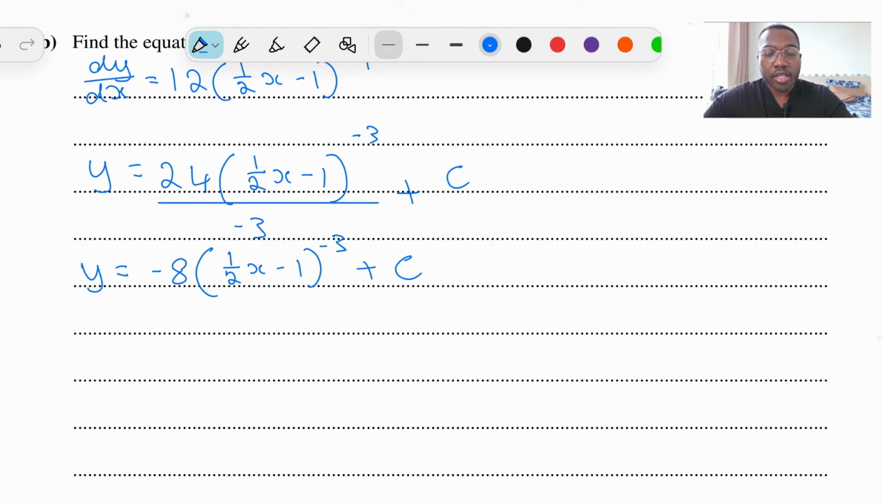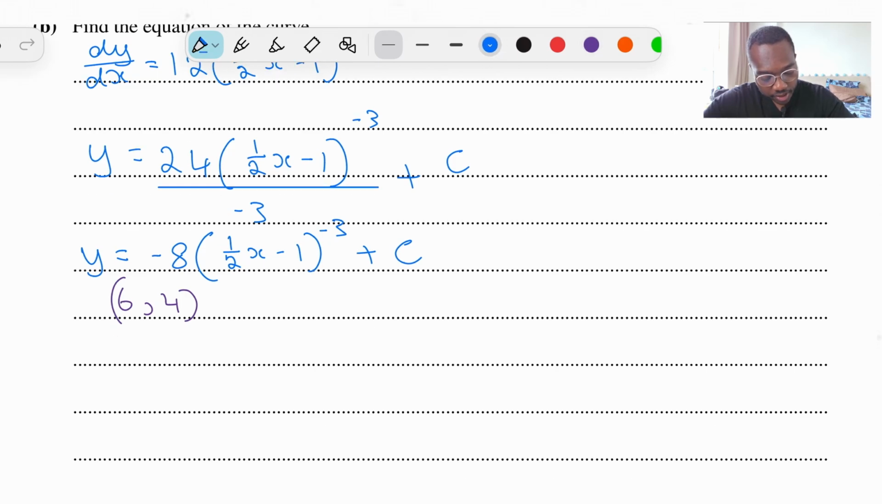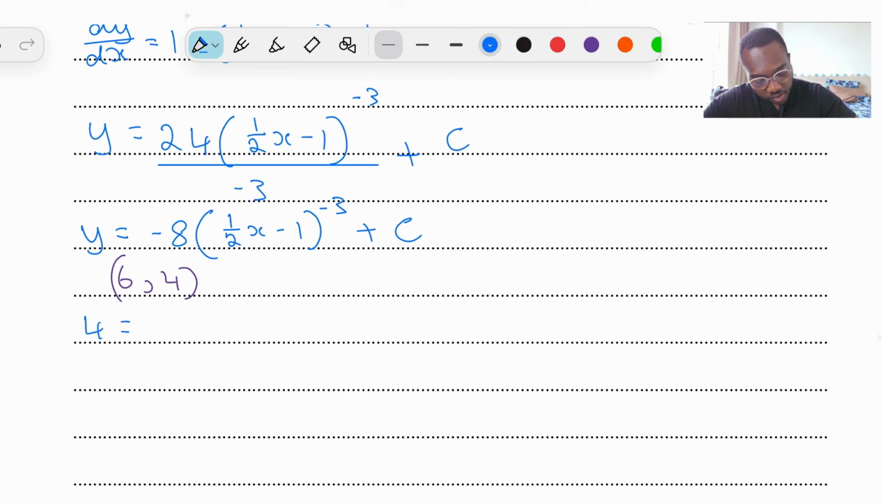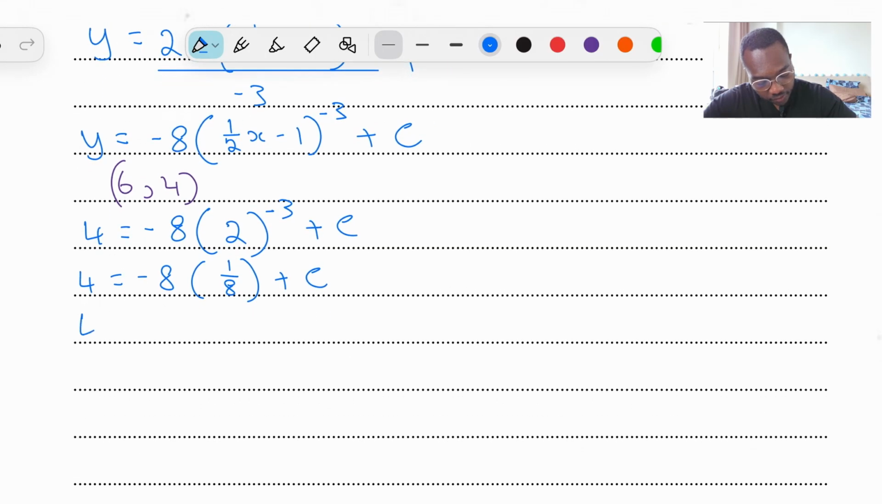Now that we've got this, we can put in our coordinates of P, so that was 6 and 4, and use this to work out our c value, okay? So if we do that, we get 4 is equal to minus 8. Now half times 6 is 3, and then minus 1 is 2. So it's 2 to the power of minus 3, plus c. 2 to the power of minus 3 is 1 over 8, so we're multiplying by 1 over 8, plus c. Minus 8 times 1 over 8 is minus 1, plus c. Therefore, c is 5.